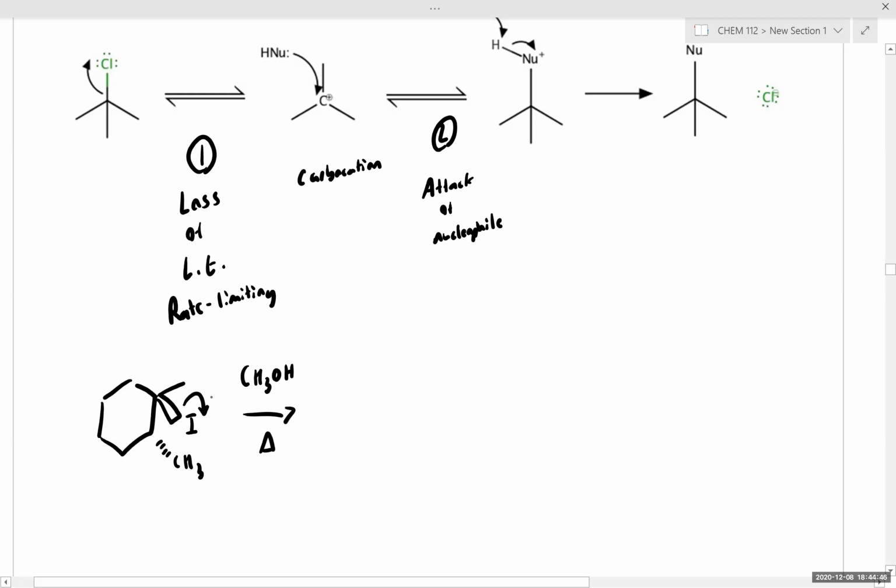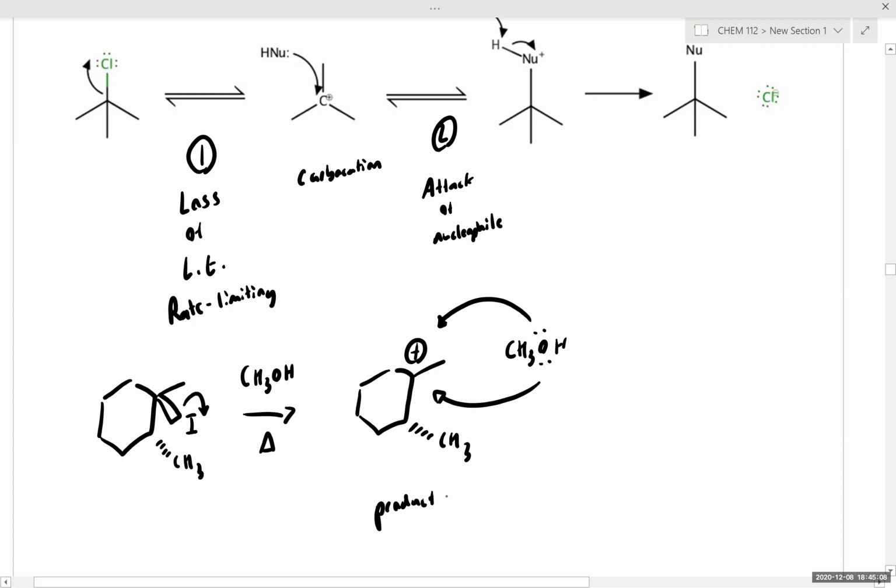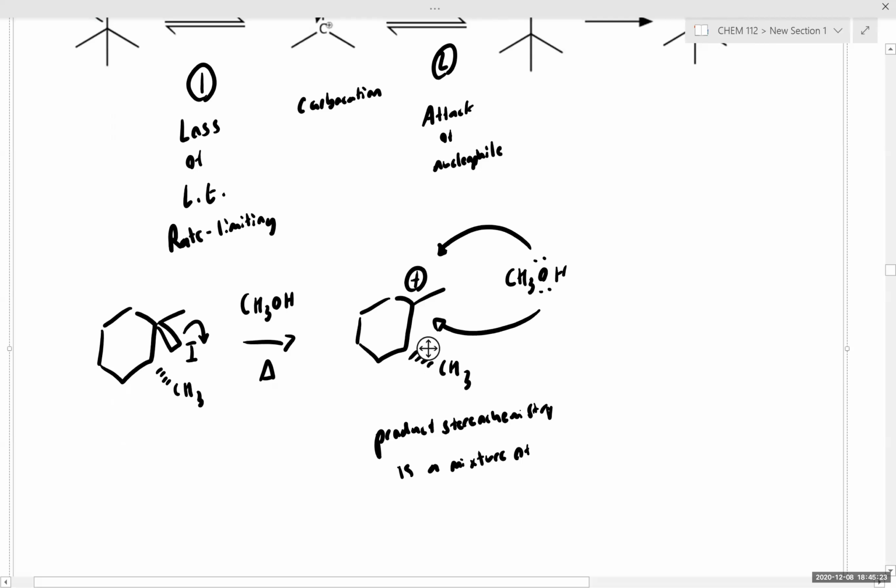So in our first step, we lose our leaving group, that's step 1. We end up generating a carbocation intermediate. Now, since this carbocation intermediate is planar, we can observe approach from either the top or bottom face. So the product stereochemistry is a mixture of stereoisomers.